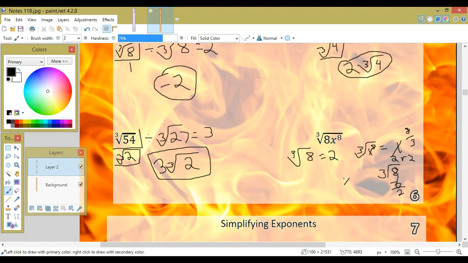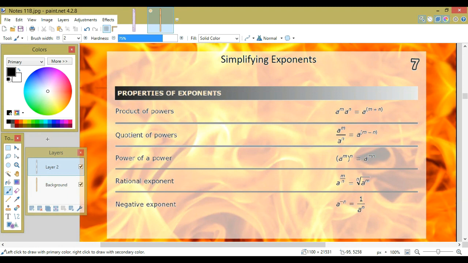So we have x to the second power on the outside. And on the inside we have x to the second power as well. The remainder goes to the inside. So our simplified radical is 2x squared cube root of x squared. That's it. Now we're getting to what 11b is all about.